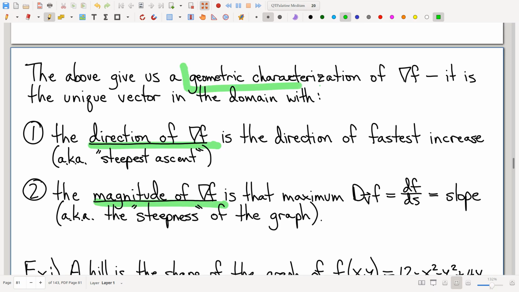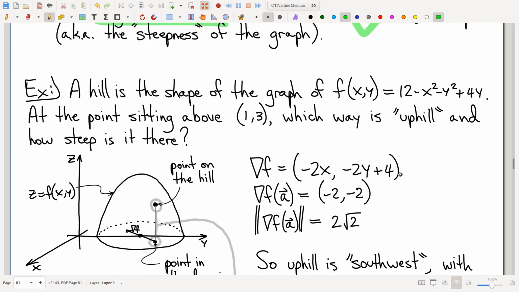Right? This is a purely geometric characterization of the gradient. The direction and the magnitude are answers to natural questions. The direction is the direction of fastest increase. The magnitude is that maximum directional derivative. So you might say the maximum rate of change, or the maximum slope if you're looking at the graph. Whatever. But a very natural, geometrically natural characterization. So total game changer for how we think about the gradient. Very cool. All right, let's see this in action.